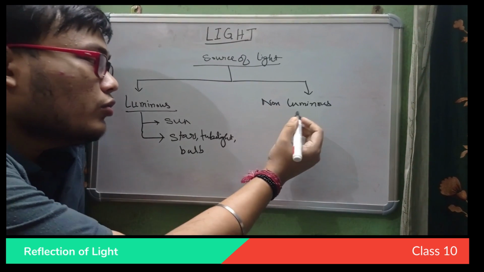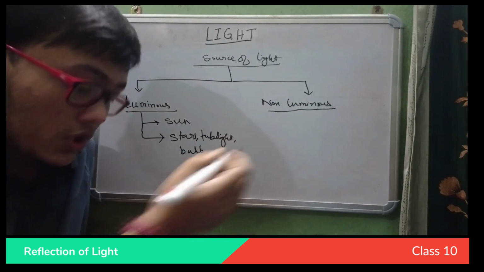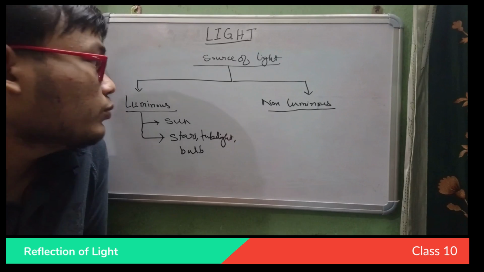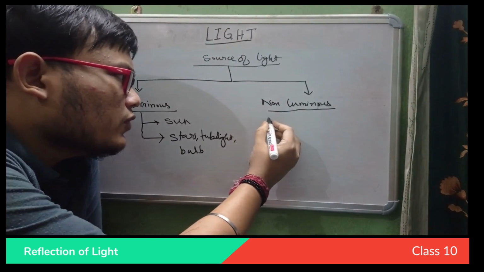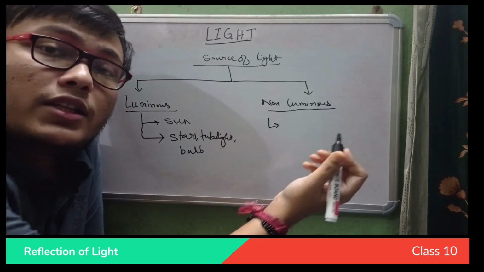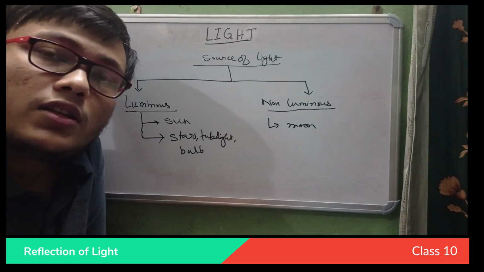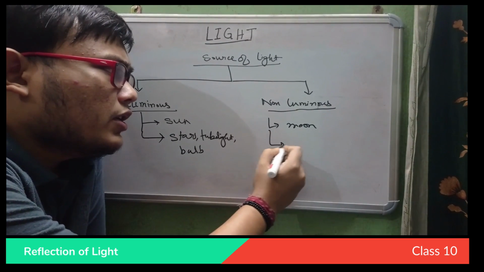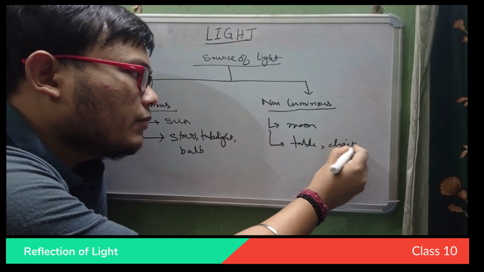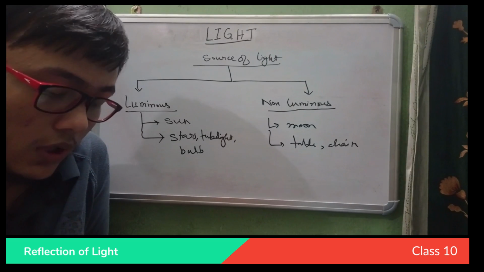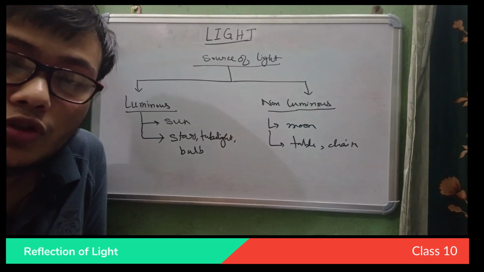However, the non-luminous sources are those sources which reflect the light produced by the luminous ones and scatter it so that we can see them. So non-luminous sources can be anything. We know the moon does not have light of its own. It reflects the light from the sun. It can be anything, a table, a chair. Anything which we see around us is a non-luminous source unless it produces its own light.